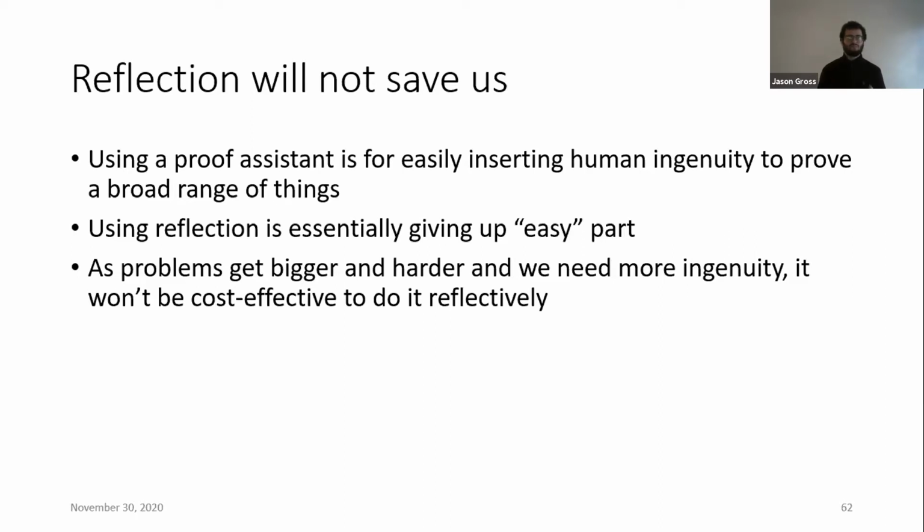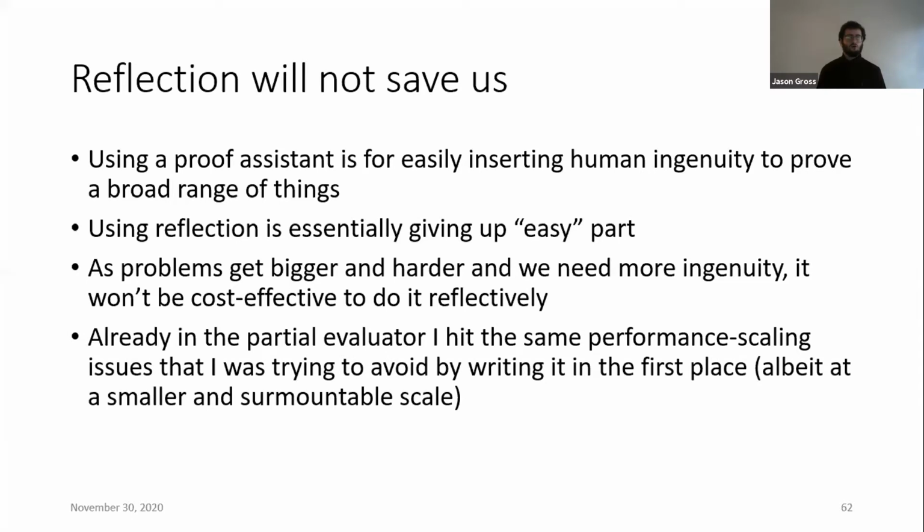As the problems get bigger and harder and we need more ingenuity, it won't be cost effective to solve these problems reflectively. Already in the partial evaluator, even when there were essentially only 3 pieces of ingenuity that I was fusing, I hit the same performance scaling issues that I was trying to avoid by writing it in the first place, although the scale was smaller, and so I was able to succeed.